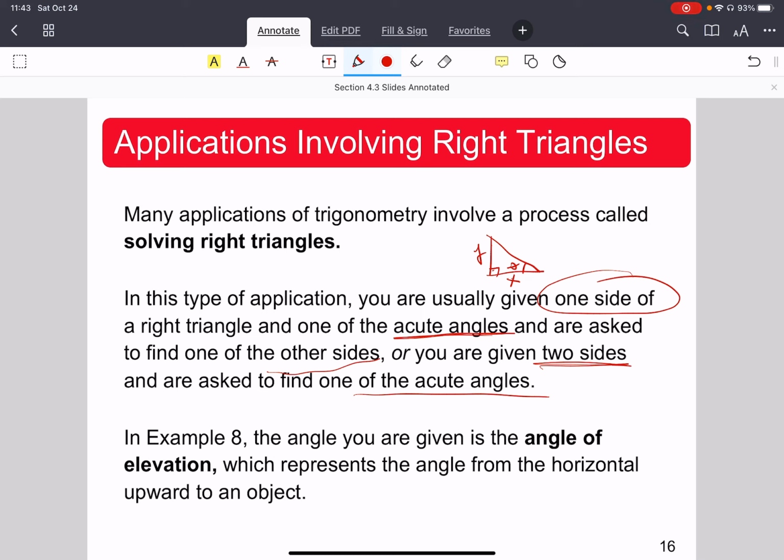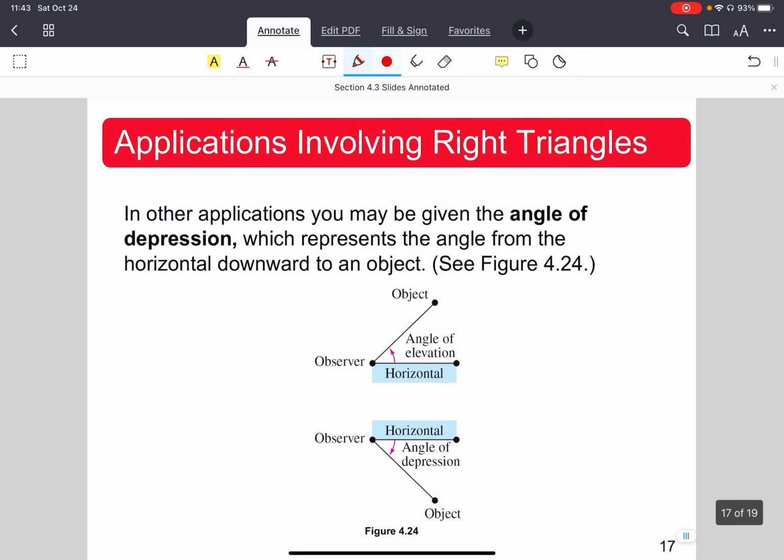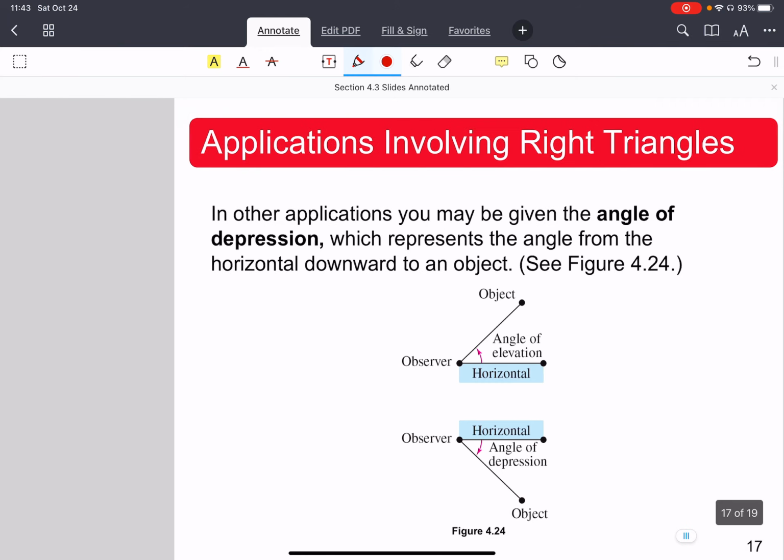Because we know that ratios are always fixed, no matter what angle you're given, sine theta is always going to be equal to y over the hypotenuse, right? So it's always going to be the same ratio. We're getting to that detail. Example 8 is coming up pretty soon.